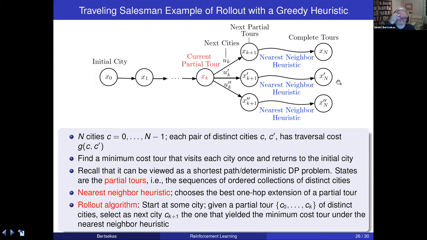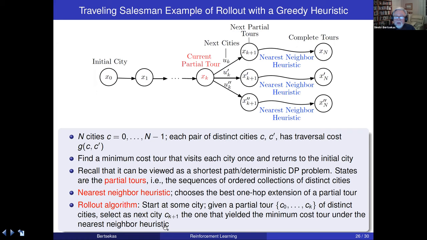Now, the rollout algorithm does the following. Given the partial tour represented by this state, it looks at all the possible next cities and then runs the nearest neighbor heuristic from each one of those and looks at the entire tour for each one of the possibilities and chooses the branch that leads to the complete tour of minimum cost. Start at some city, given the partial tour of distinct cities, it selects the next city as the one that yields the minimum cost tour under the nearest neighbor heuristic.